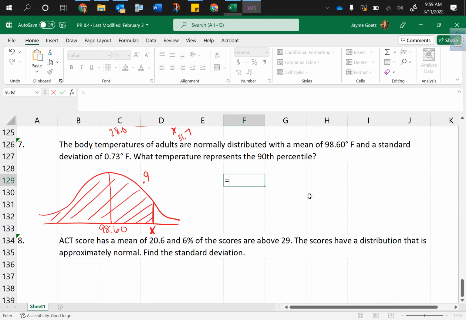So we're going to go equal norm.inv. What am I going to put in for my probability? 0.9. My mean? Good. And my standard deviation? 0.73. And that would be 99.54. If you have a temp of 99.54, you're in the 90th percentile. Okay? That's why it's getting close to, hey, we're getting a fever. We have a low-grade fever here.